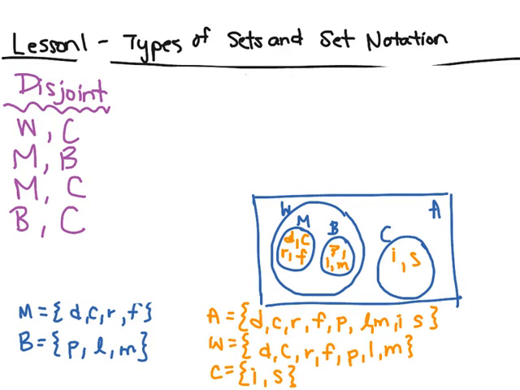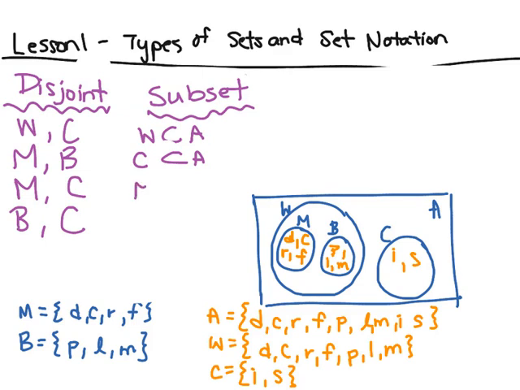That now leaves us with our subsets. So we know that there's a subset from W to all the animals, and from C to all the animals. My subset starts to look like a C, so just be careful. So W is a subset of A and C is a subset of A. We also know that M is a subset of W, which is a subset of A, and we know that B is a subset of W, which is a subset of A. So there is all of our subsets.